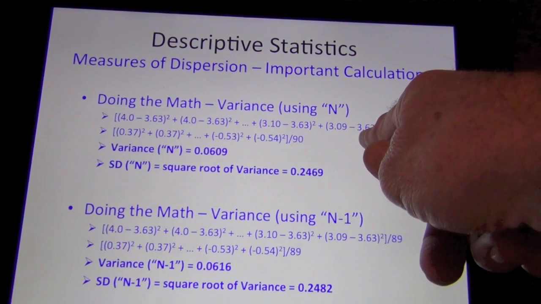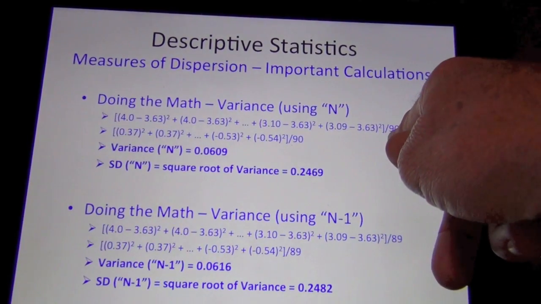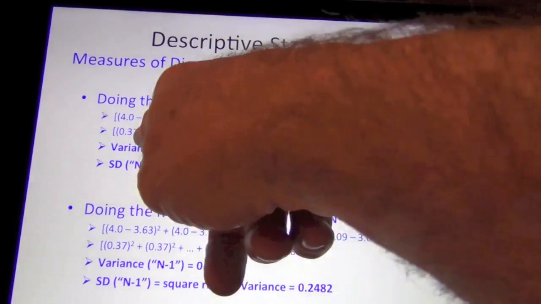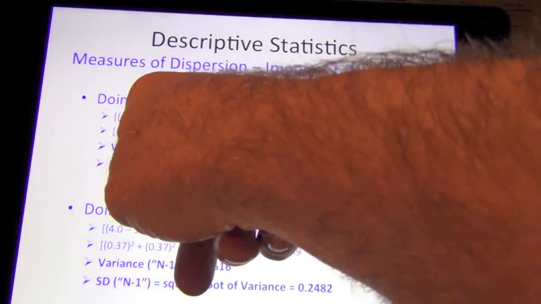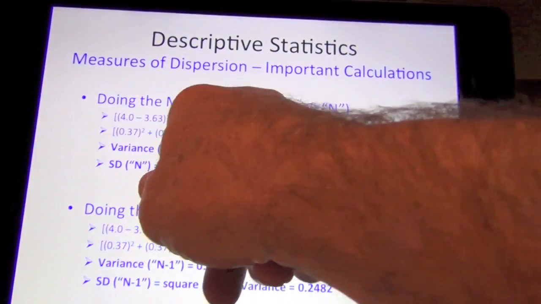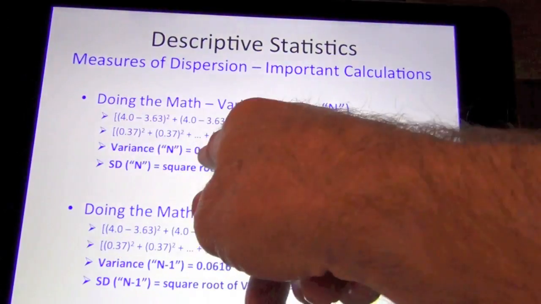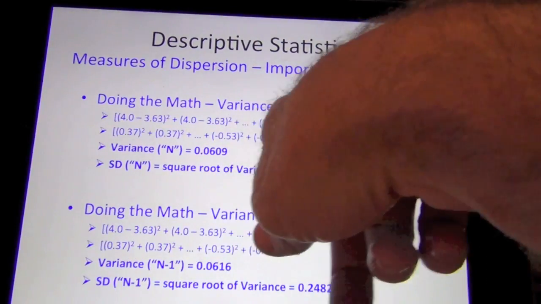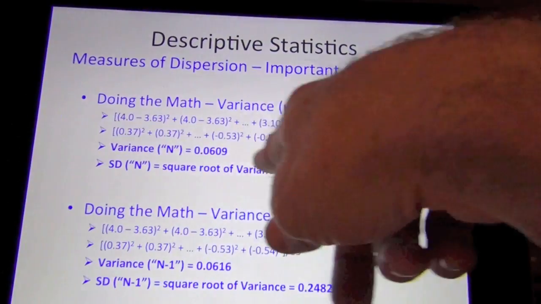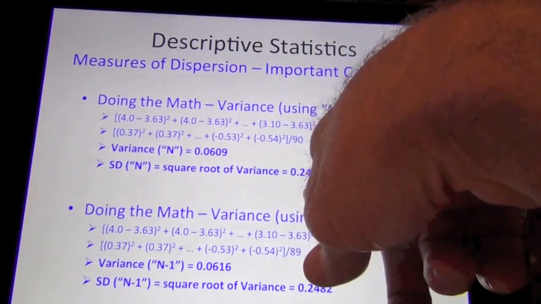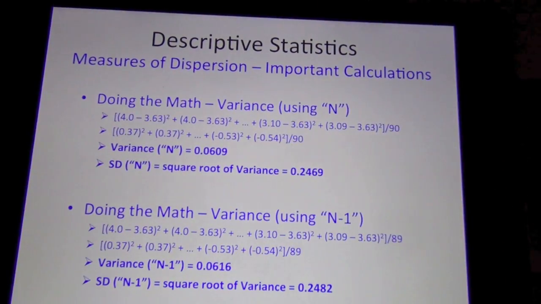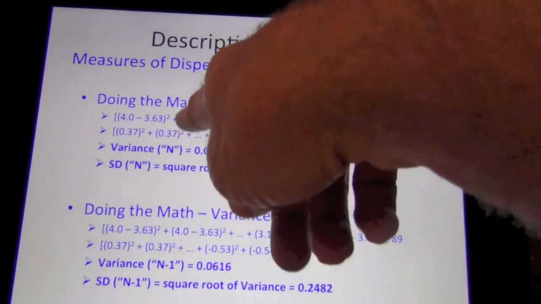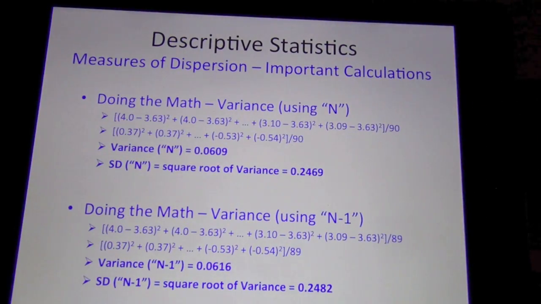Sum of the squared deviations from the mean divided by n, which is 90. Essentially, that works out to, this difference is 0.37, that's squared, 0.37 squared, and so on. You do all that math, and it works out to a variance of 0.0609. If you take the square root of that, the square root of 0.0609 is 0.2469. You can do all that math if you want. That is the way to calculate variance if those 90 values reflect the population.